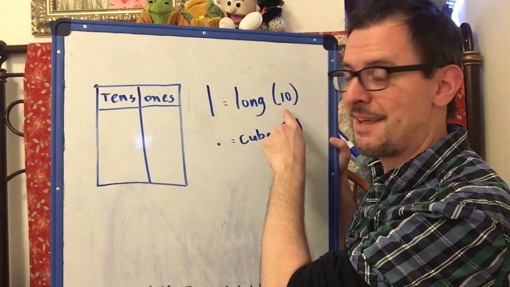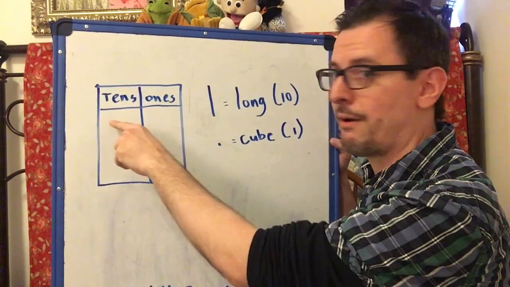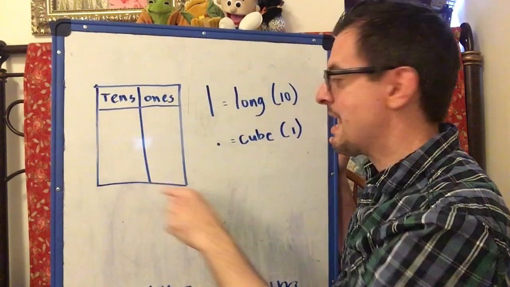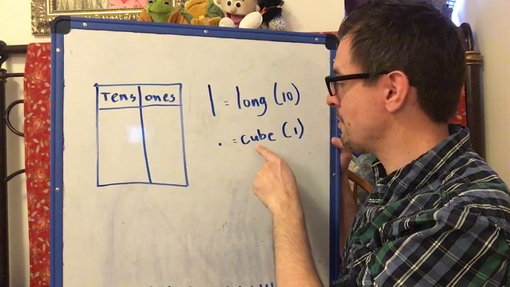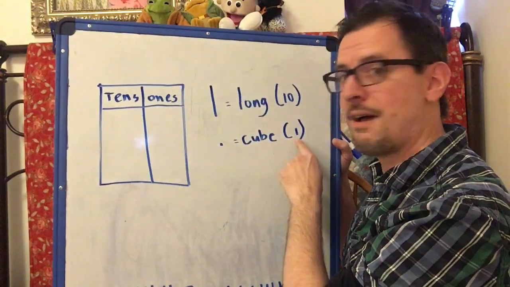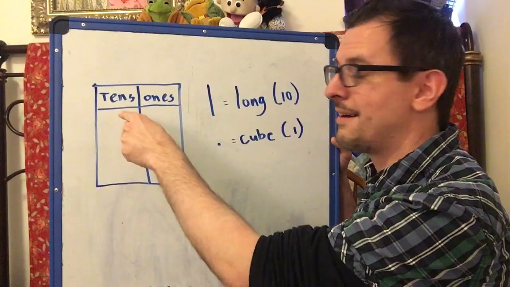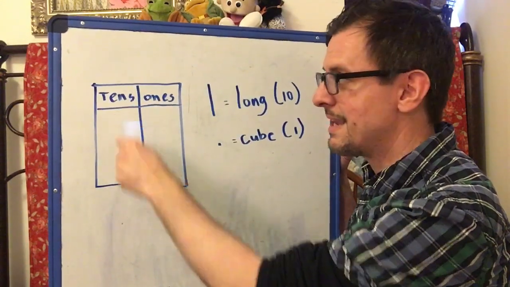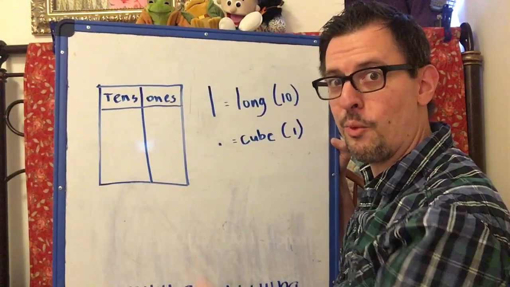Okay? And you won't find longs in the ones place. Longs only go in the tens place. And we are going to have these dots, and they are going to be called cubes, or cube for one of them, right? And they have a value of 1. You will not find ones or cubes in the tens place. Cubes live in the ones place.